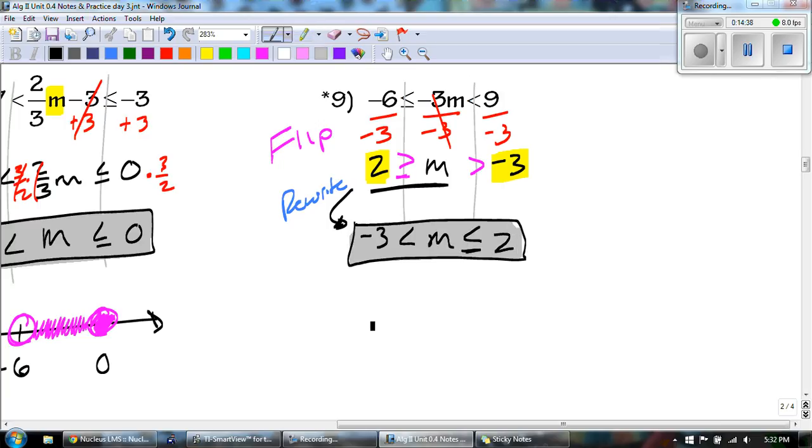And now that I got that, I get to graph it. So -3 we're going to open, and 2 we're going to be closed. And then we shade everything in the middle.